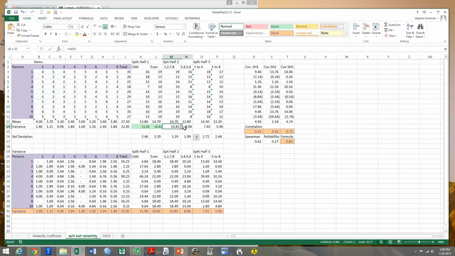So, second way of going about it. And a third way is we could do the first half and the second half and sum the scores and find their variances. And we've done that in these cells. Okay? So here we have those variances.